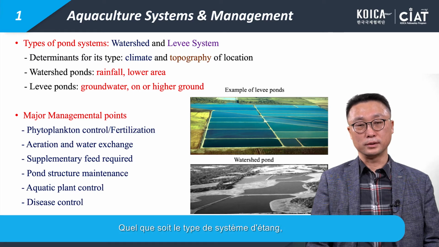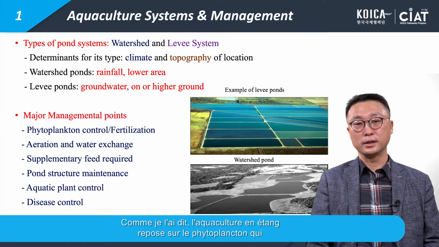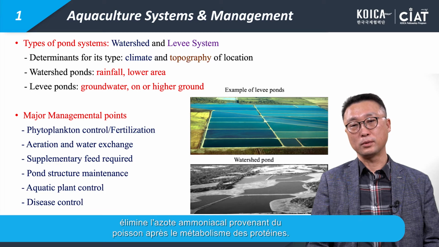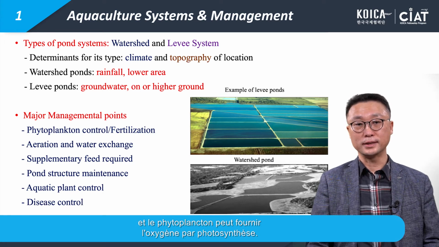So regardless of the types of pond systems, there are a couple of things you have to consider in terms of management strategy. Mainly, as I said, pond aquaculture relies on phytoplankton, which remove the ammonia nitrogen coming from the fish after protein metabolism. Phytoplankton can also supply oxygen by photosynthesis.